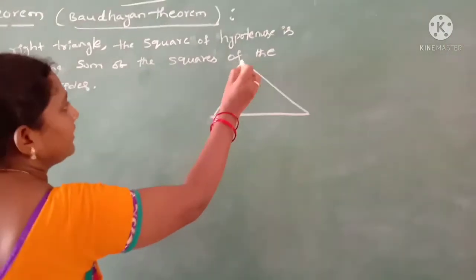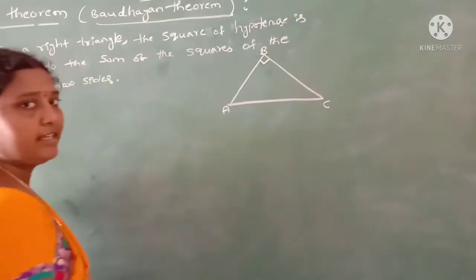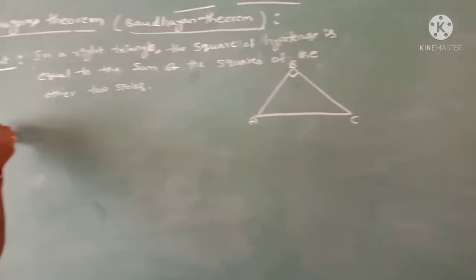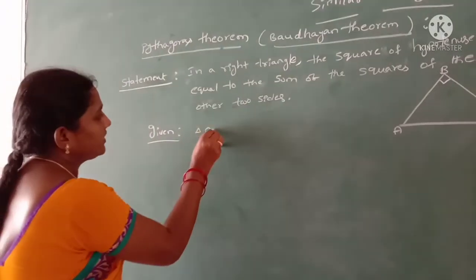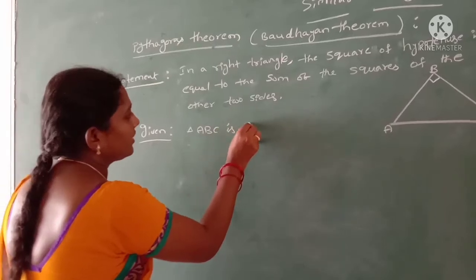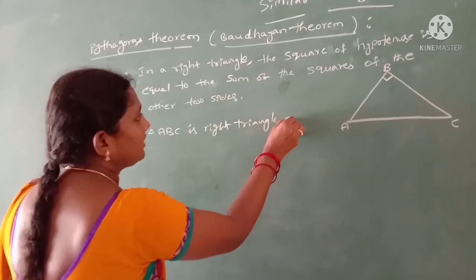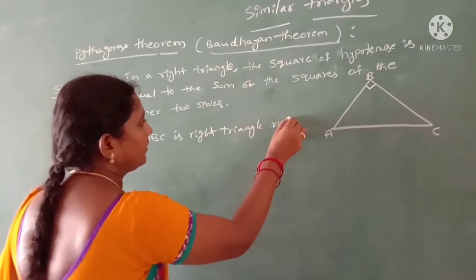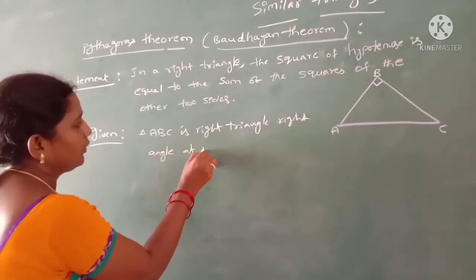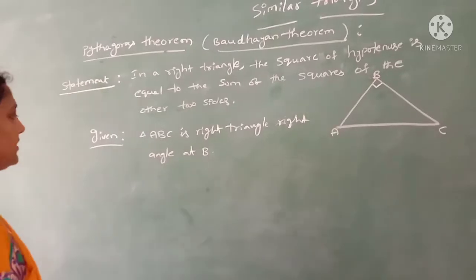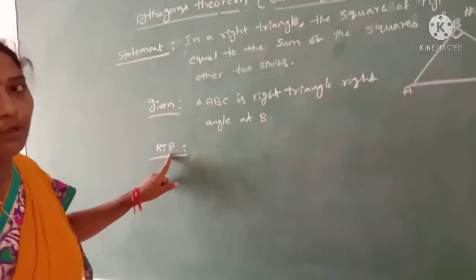Right angle triangle ABC is a right angle triangle. First, what is the given? Triangle ABC is a right triangle, with right angle at B. Next, RTP. RTP means required to prove.